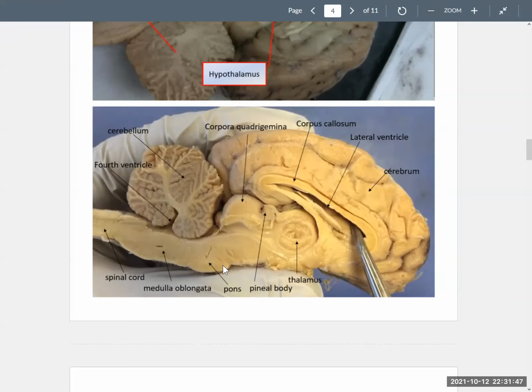Here's the pons. Right underneath the cerebellum, this area is the medulla oblongata. And then once we pass the cerebellum and we're back out here, this is the spinal cord.